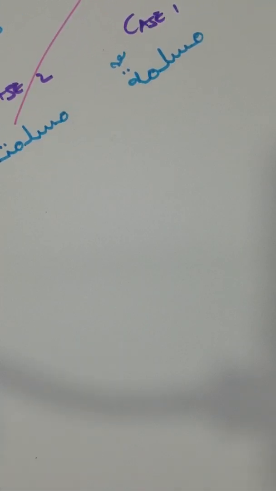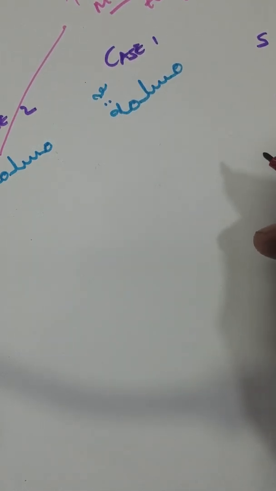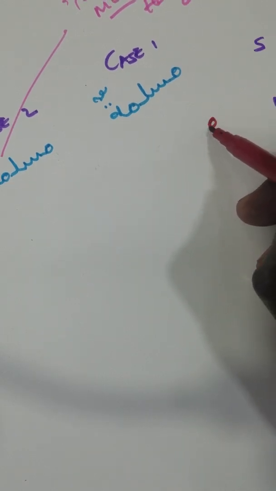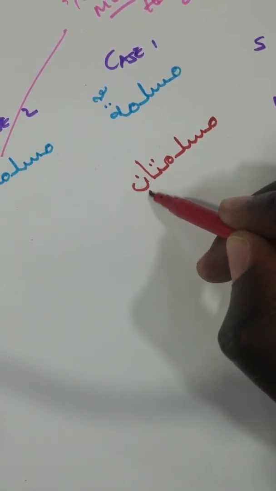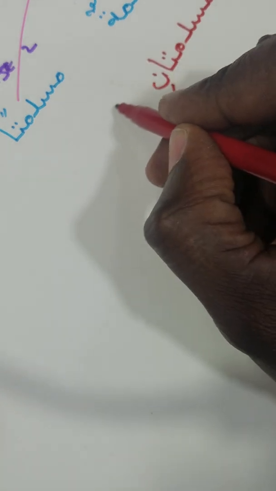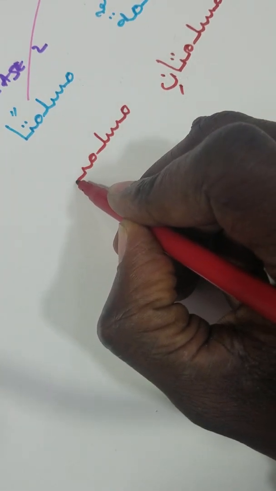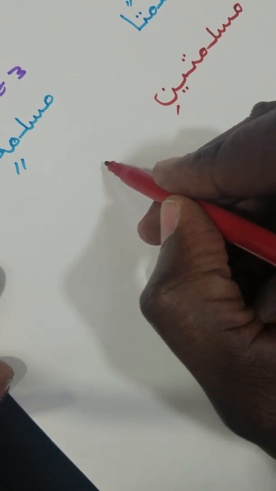Now let's look at the dual. In the dual, we said we are adding an or ein. So Muslima will be Muslimatan. That's the first dual. After Muslimatan, case 2 will be Muslimatain. And so will case 3 in the dual look like, Muslimatain again.